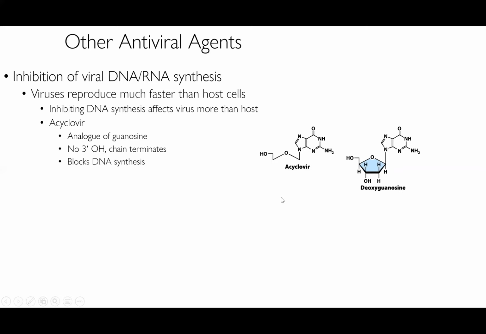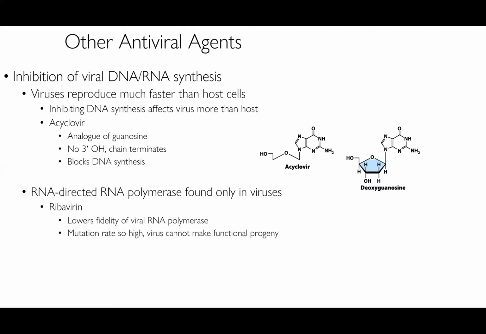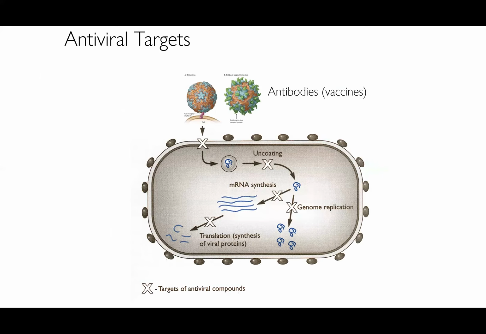Then we also have antiviral agents targeting RNA-directed RNA polymerases. This includes an antiviral called ribavirin, which lowers the fidelity, or the efficacy, of viral RNA polymerase. The idea is that it won't allow viruses to make viable progeny. There are a number of different targets for our viruses in terms of antivirals. Because of the difficulty in separating the virus from the host, developing a good antiviral target is a bit hard.